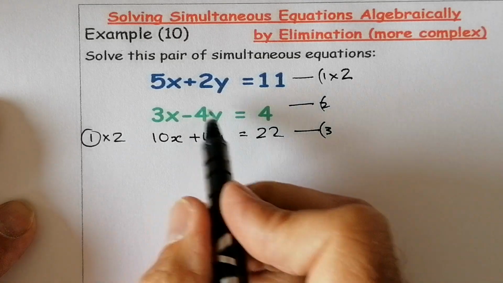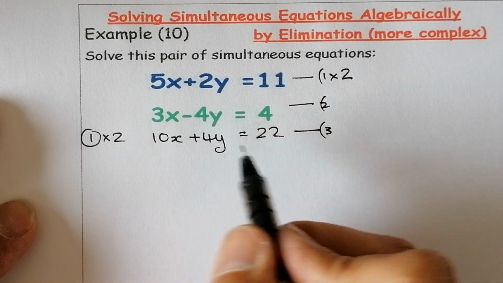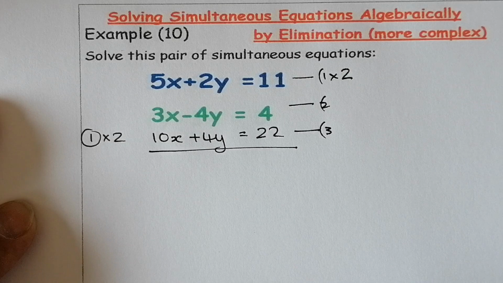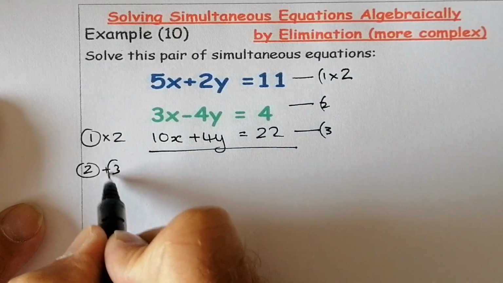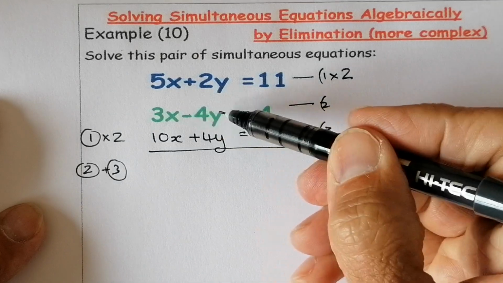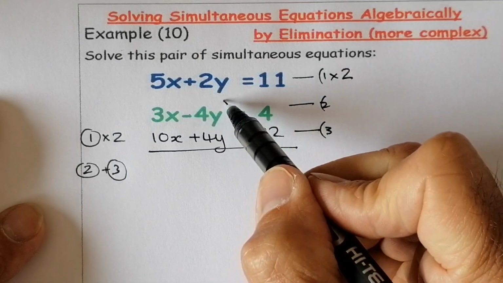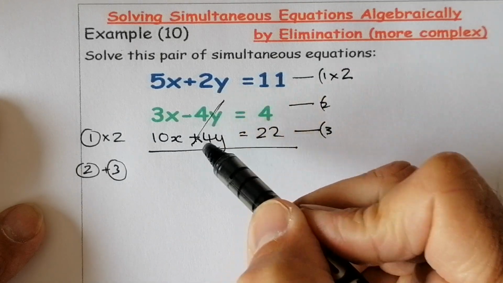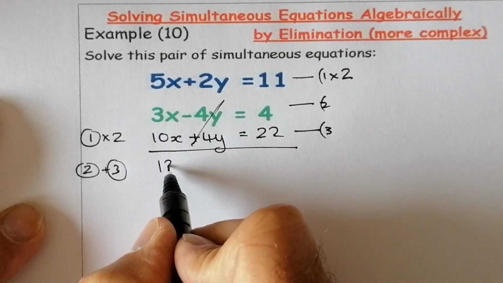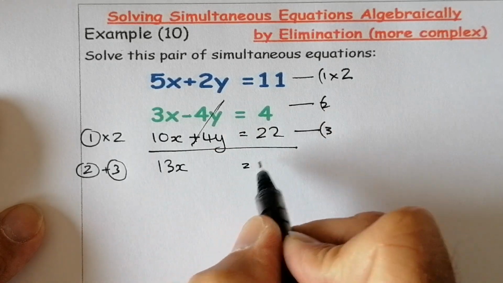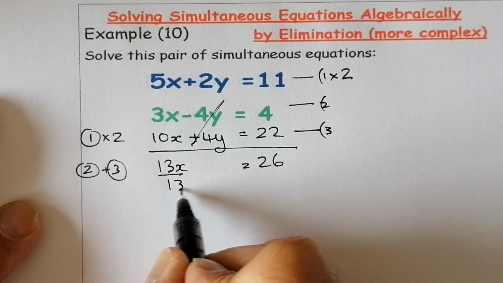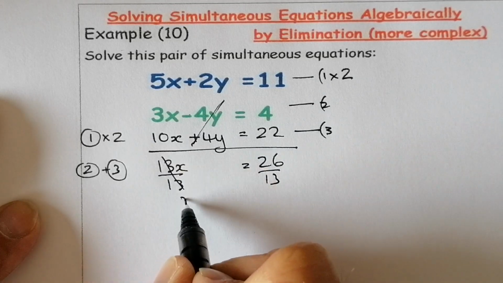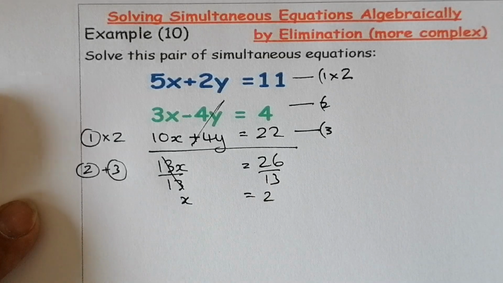So I'm going to be using equation 2 and 3 here together. I'm just going to put my line there, and I'm going to add 2 and 3 together. The reason why I'm doing that is I've got a negative 4y and a plus 4y, which should eliminate when I do that. Okay, so adding these together, I've got 13x. Adding these together, I get 26. And all I need to do is divide both sides by 13. And that should leave me with x is equal to 2.